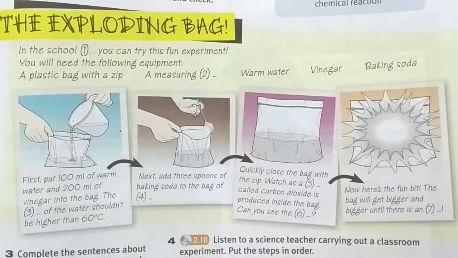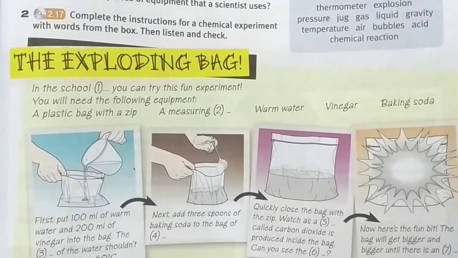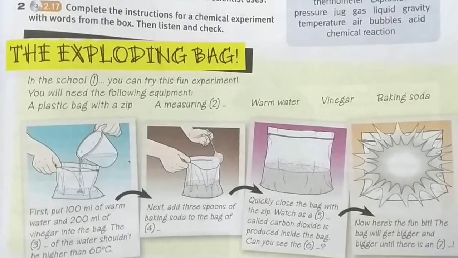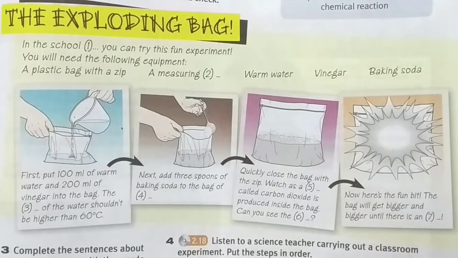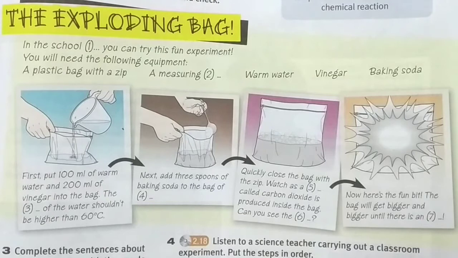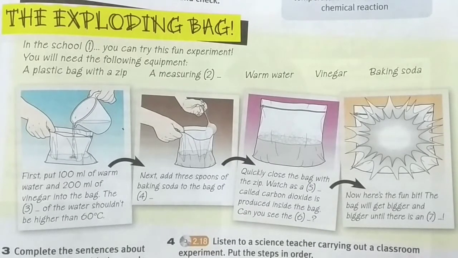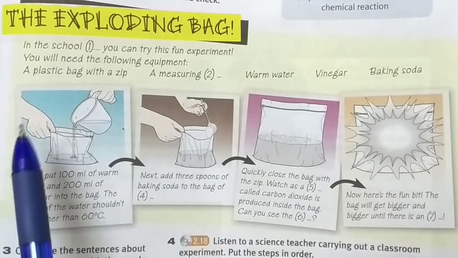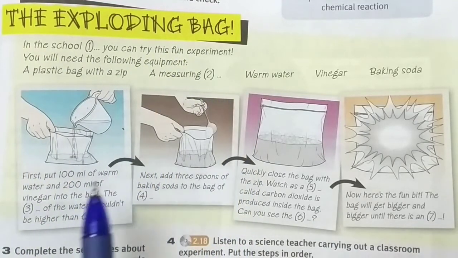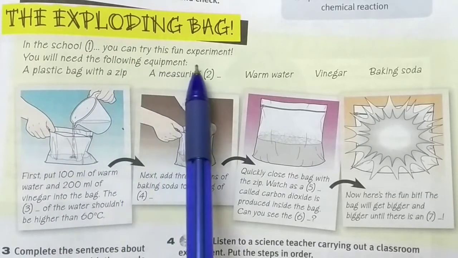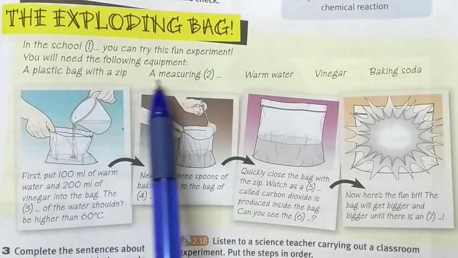As for exercise 2, complete the instructions for a chemical experiment with words from the box. Then listen and check. Now take a look at the pictures here and the title, The Exploding Bag. Wow, a bag exploded. Can you imagine that? We are going to go through this together. In the school, you can try this fun experiment. You will need the following equipment.